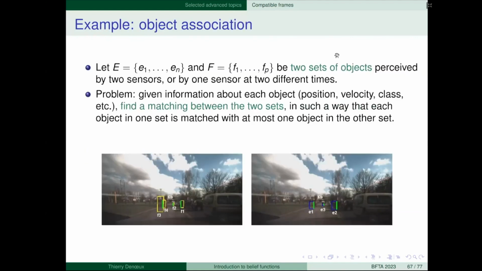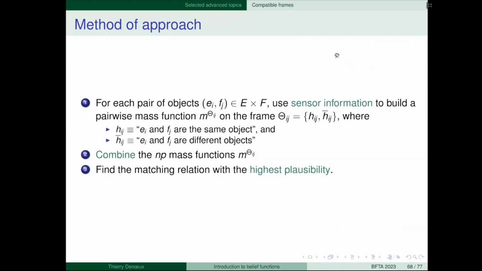For example, here I consider F1 and E2. Okay, either they are the same object or they are different objects. There are only two possibilities, okay? So I will compute mass functions like this, okay, for each pair of an object in E and an object in F. So if there are n objects and p objects in the two sets, there will be n times p such pairwise mass functions. And then I will find the matching relation with the highest plausibility. So here we'll use Dempster's rule.